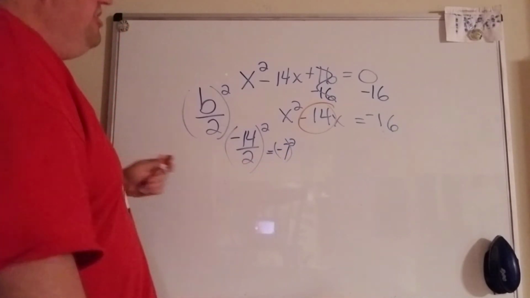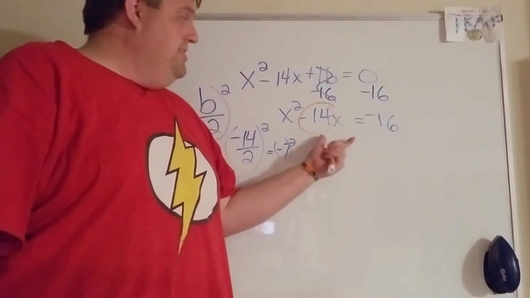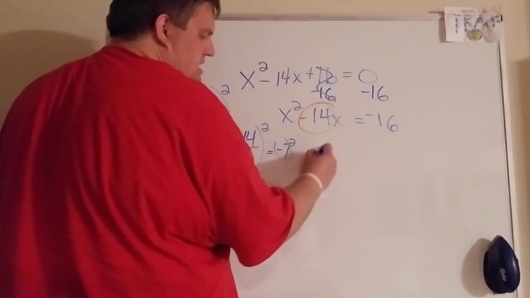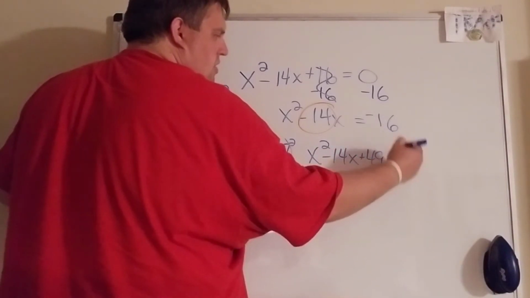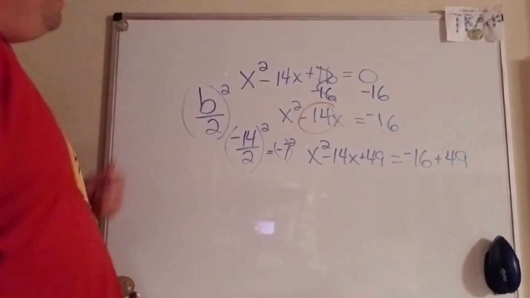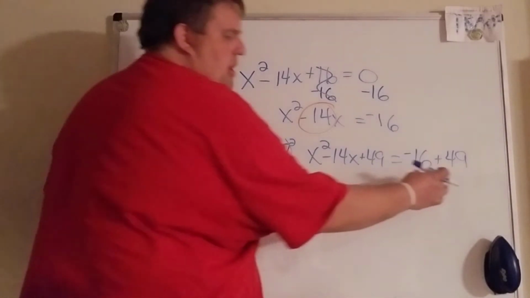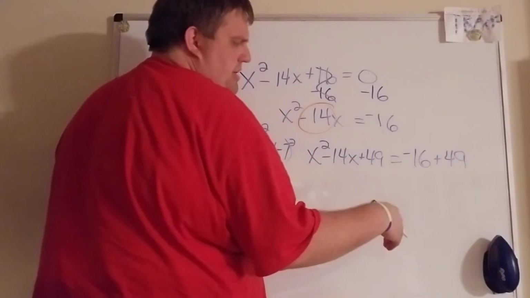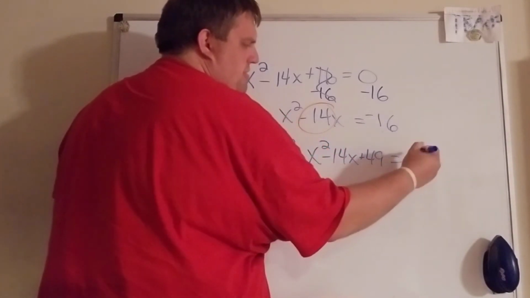So we can't just add 49, because the rule always says that whatever you do to one side, you have to do to the other. So we're going to add 49 to both sides of our equation. So we get minus 14x plus 49. Over here on this side, we're going to do negative 16 plus 49. Now, some things are going to happen now that we did that. First of all, there's definitely some like terms going on over here. Negative 16 plus 49 is what, 33? Take away 16, yeah. So we're just going to make that 33.